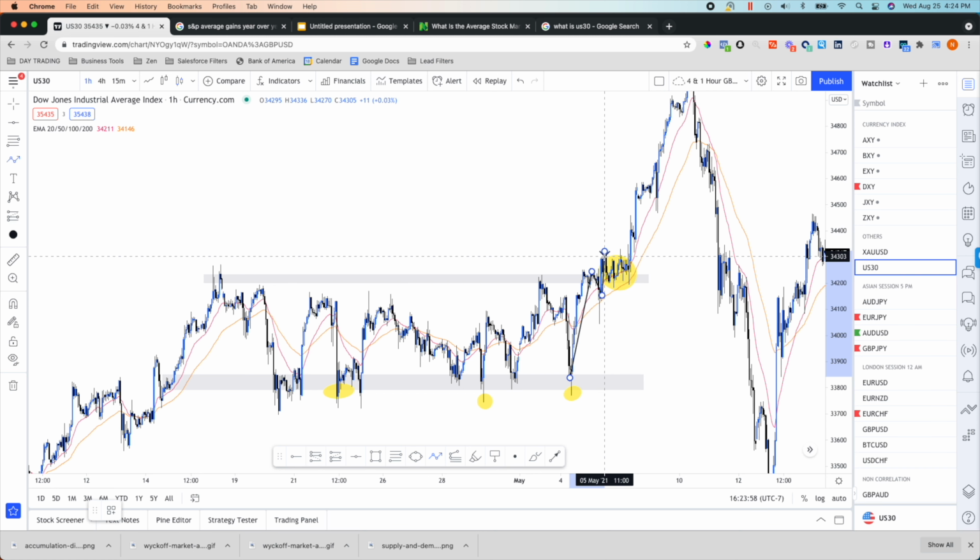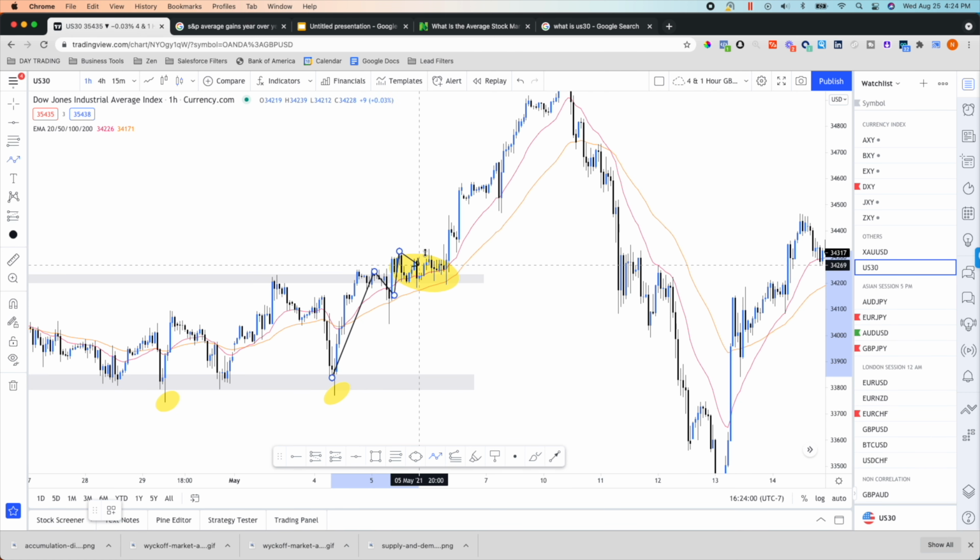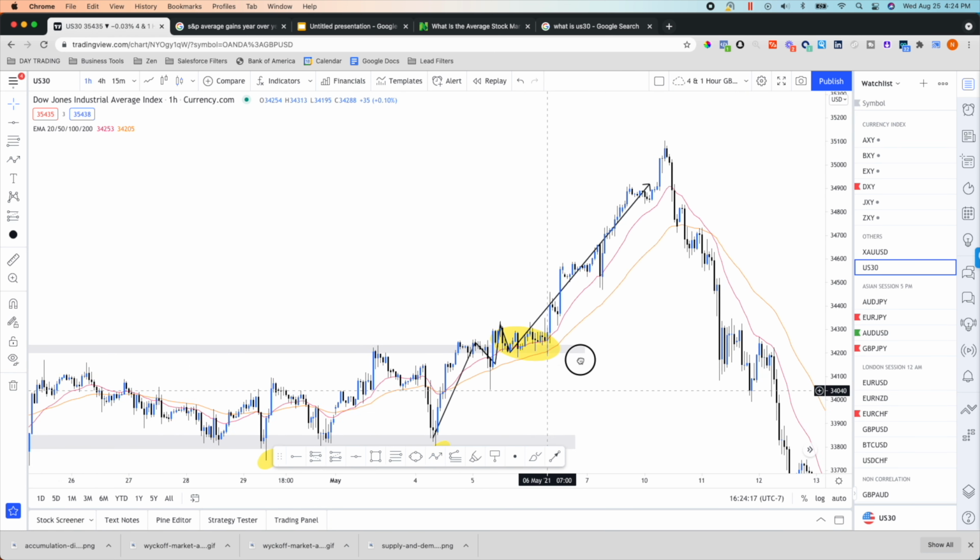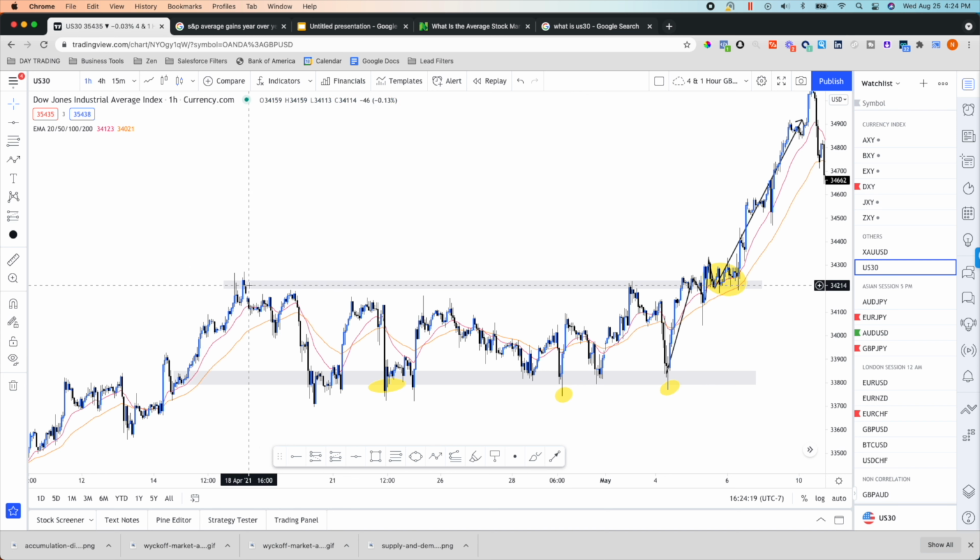So right here is the tail. Let me expand this a little bit. You're going to see this big bullish move to the upside. What did price do? It came back down right on that resistance area, creating a new support. And then boom, a big bullish rally to the upside, all right? So this is a smart money move, okay?